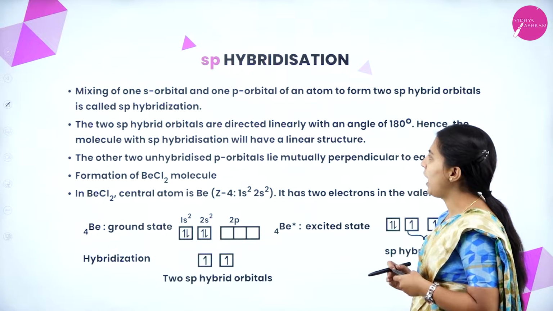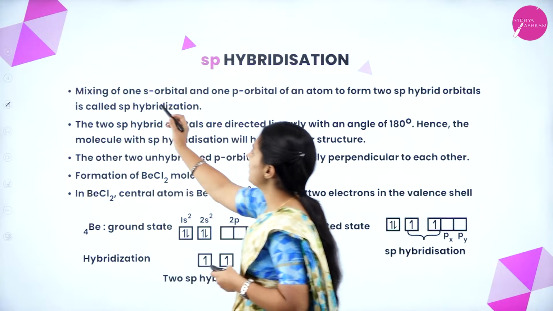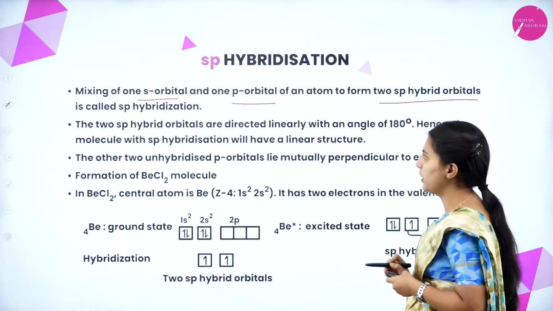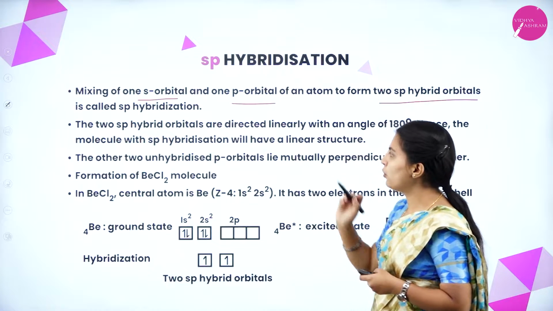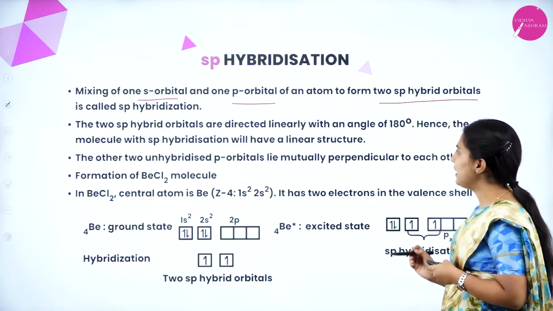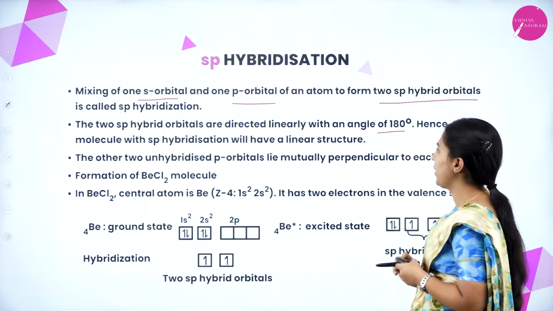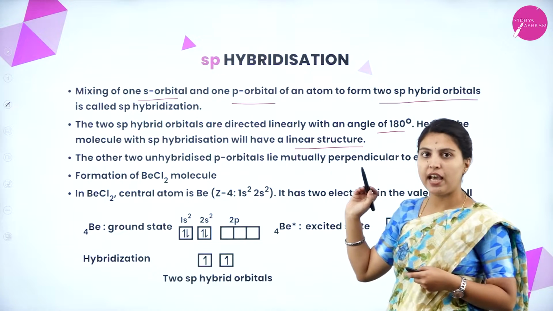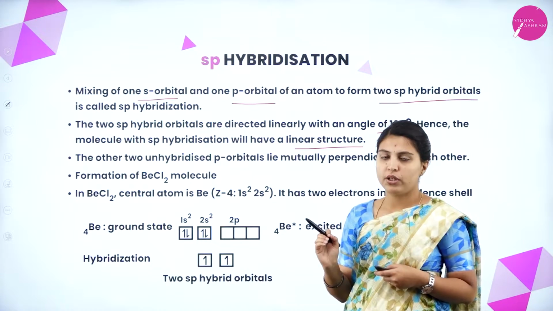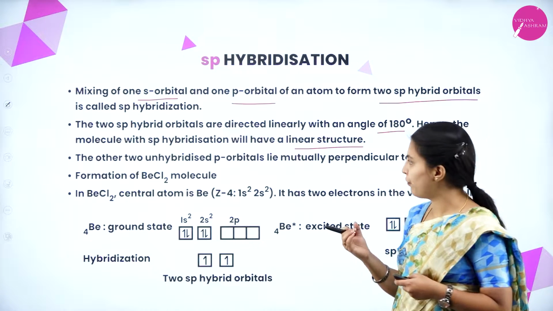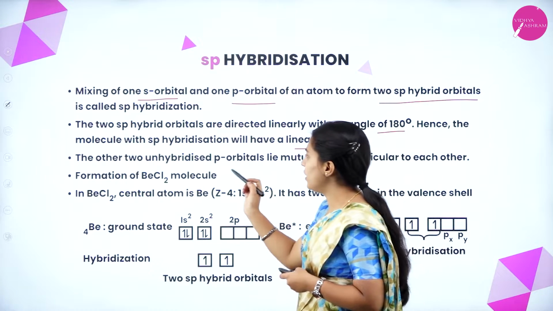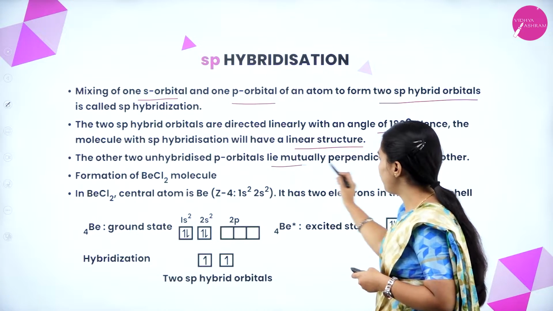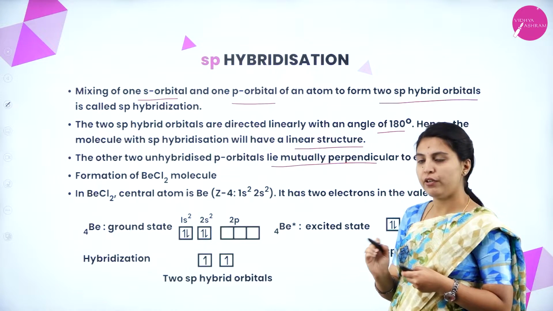Next one, sp hybridization: mixing of 1s orbital and 1p orbital of an atom to form 2 sp hybrid orbitals is called sp hybridization. The 2 sp hybrid orbitals are directed linearly with an angle of 180 degree. Hence, the molecule with sp hybridization will have a linear structure. It is having 180 degree, okay, not that much repulsion is present, so it will form a linear structure. The other two unhybridized p orbitals lie mutually perpendicular to each other. That's why it will form a linear structure.